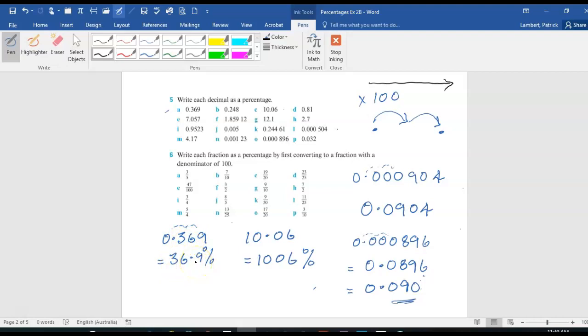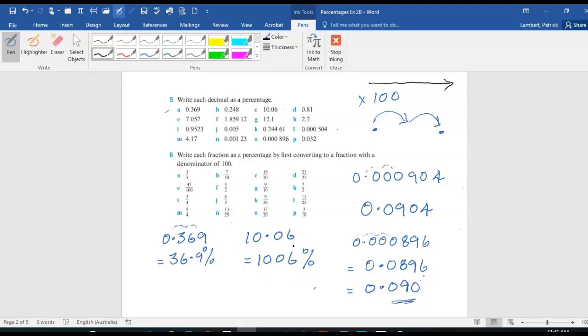Then in part C, 10.06 becomes 1,006%. And that's true because we know that each one is going to be 100%. 10 times 100 is 1,000 plus 6 out of 100, that's 1,006%.